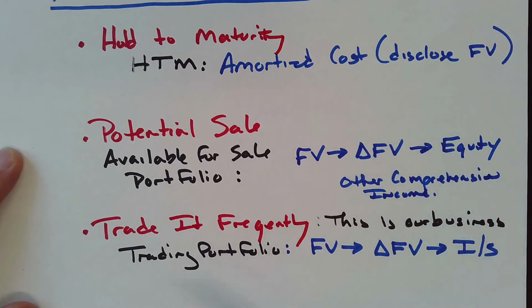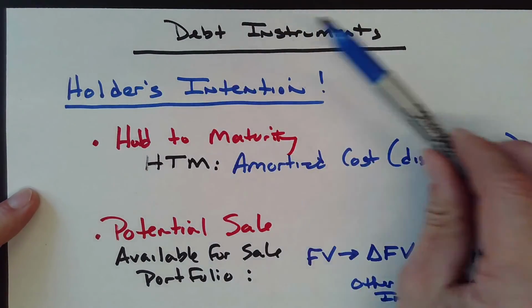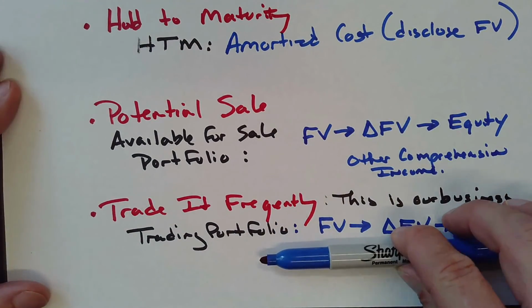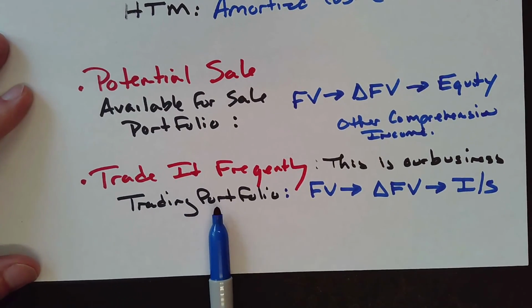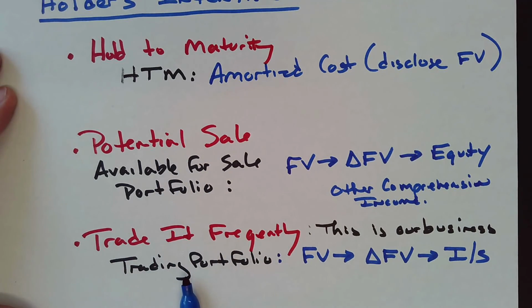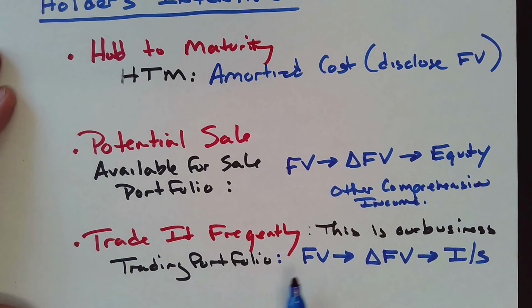Right? So when you see a disclosure on debt instruments, you might see these three different portfolios: held to maturity, available for sale, and trading. And what I want you to get out of this is that for each of these three portfolios, the accounting is very different.